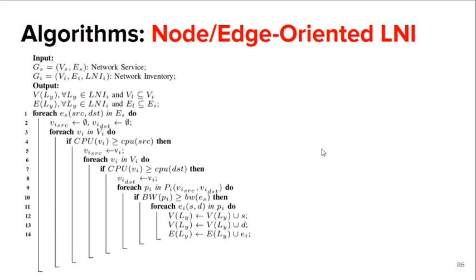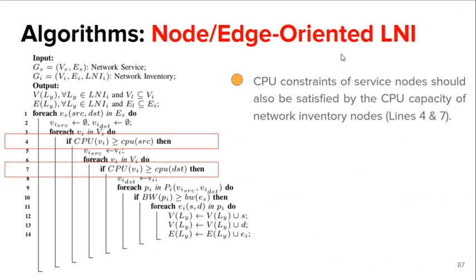The node-edge-oriented LNI algorithm is quite similar to the previous one, except that in addition to the bandwidth requirements, the CPU constraint of the service node should also be satisfied by the CPU capacity of the network inventory node.